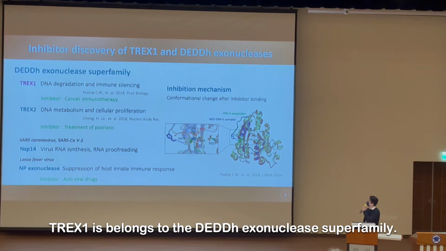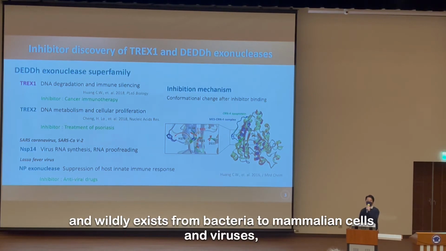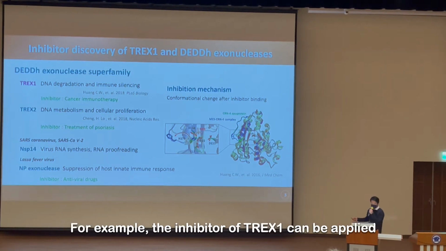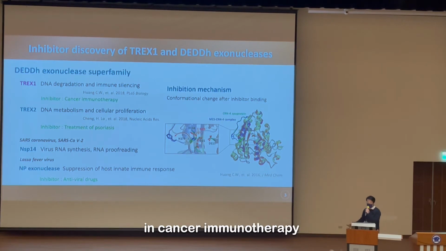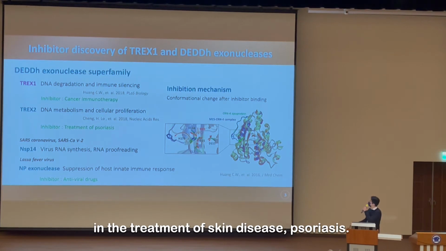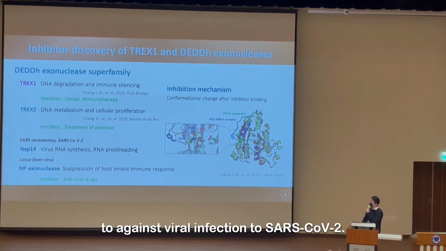TREX1 belongs to the DEDDh exonuclease superfamily. The family is a very large protein family, including over 13,000 members, and widely exists from bacteria to mammalian cells and viruses. And some of them are drug targets. For example, the inhibitor of TREX1 can be applied in cancer immunotherapy, and the inhibitor of TREX2 can be applied in the treatment of the skin disease psoriasis. And the inhibitor of NSP14 can be applied against viral infection by SARS-CoV-2.